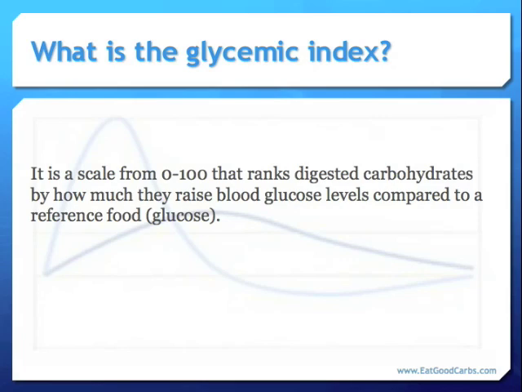First, what is the glycemic index? It's a scale from 0 to 100 that ranks digested carbohydrates by how much they raise blood glucose levels compared to a reference food, which is glucose. So in simple terms, the glycemic index measures how quickly carbohydrates hit the bloodstream as energy for the body. It explains what happens to carbohydrates after we swallow them. The GI value of a carbohydrate is a property or a quality of that carbohydrate.